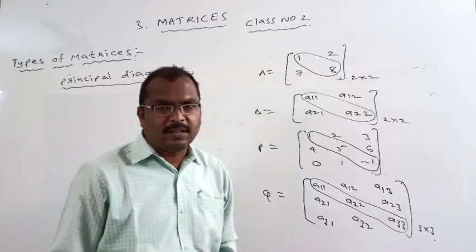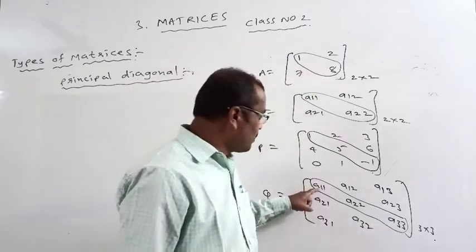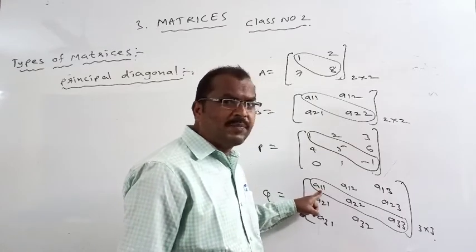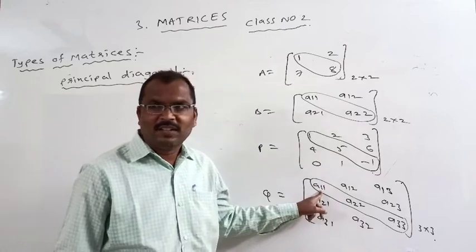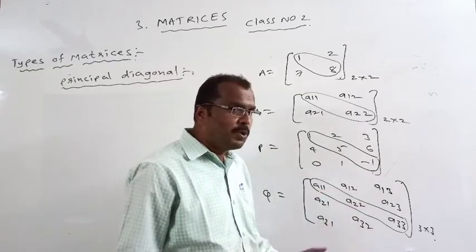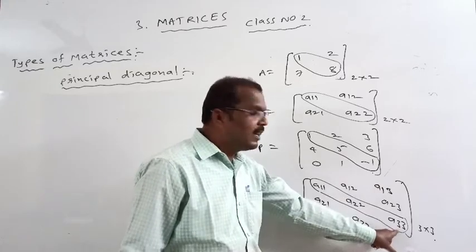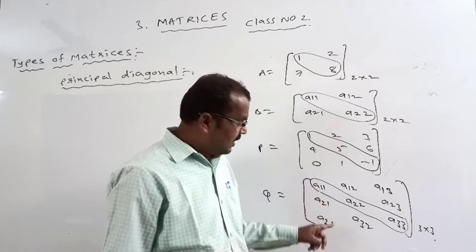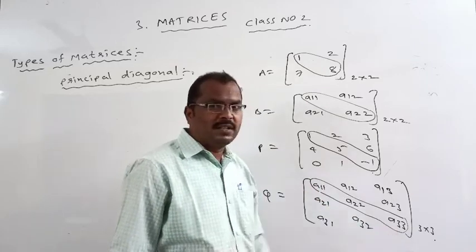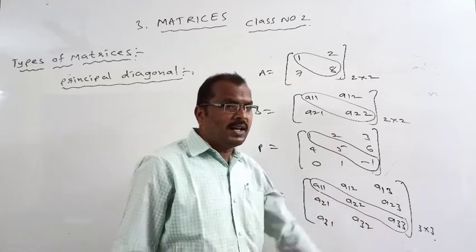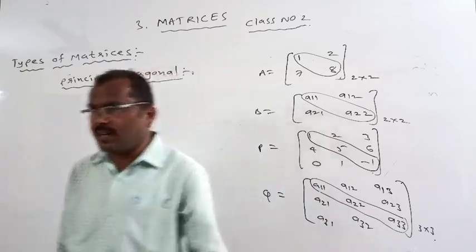So how can you define the principal diagonal? The diagonal from first element of the first row to last element of the last row. Once again, in the first row, first element. In the last row, last element. The diagonal from first element of the first row to last element of the last row. So write down.